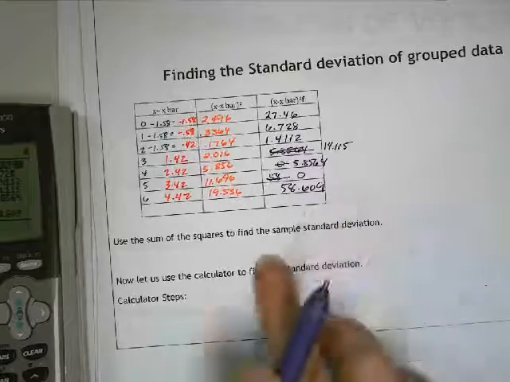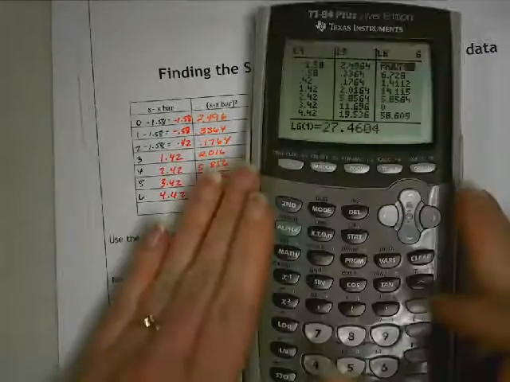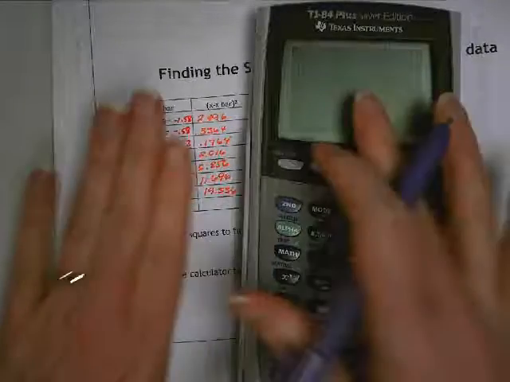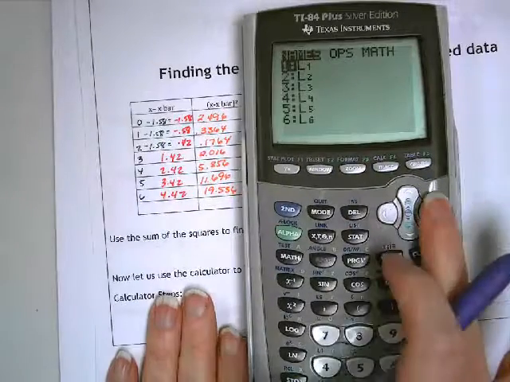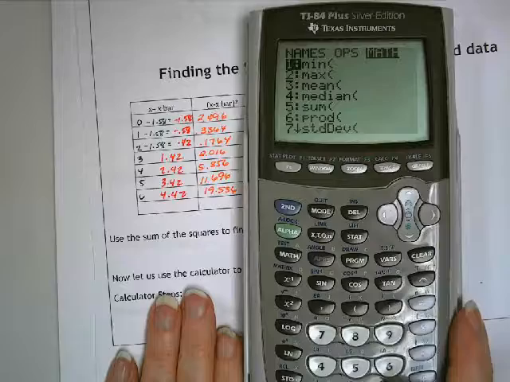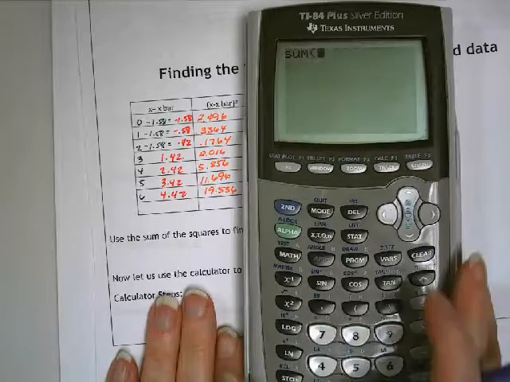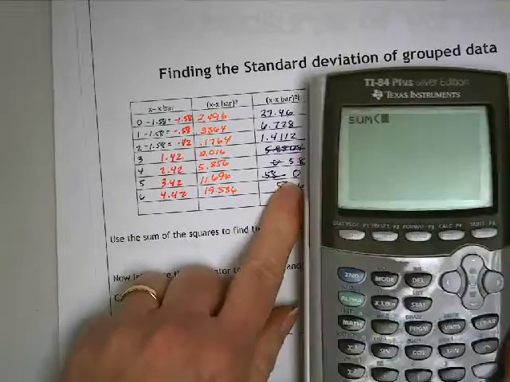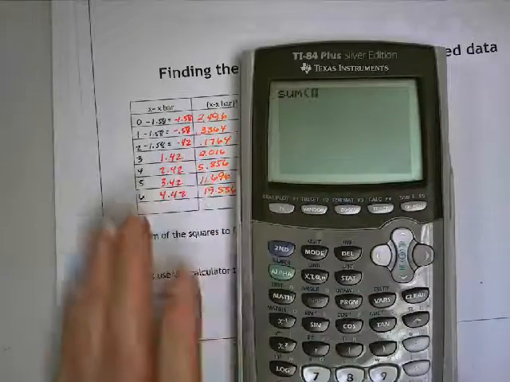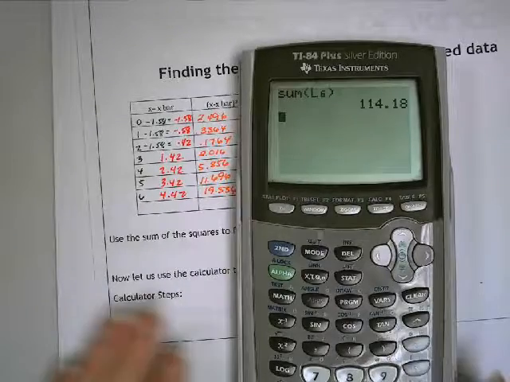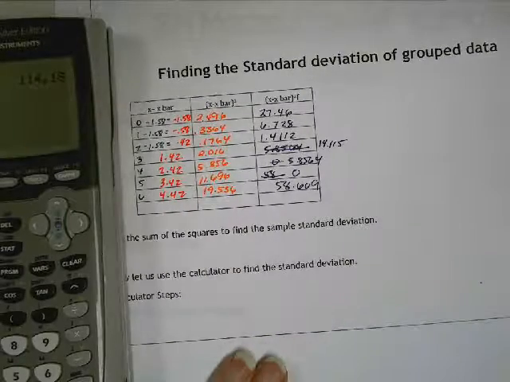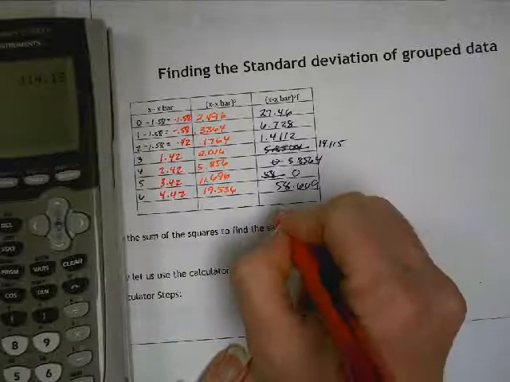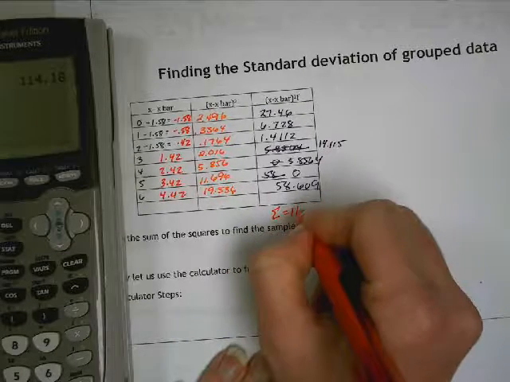All right, now we need to sum that. So if you remember, second mode takes you back to the main screen. Second stat, arrow to math, number 5. And I need to sum that last list that I had, which was list 6. So sum list 6, and I get 114.18. So the sum is 114.18.